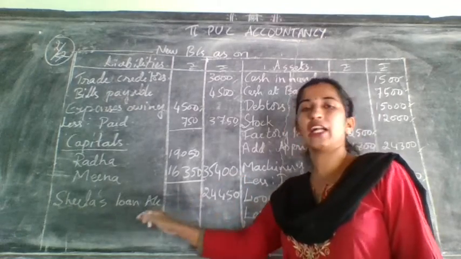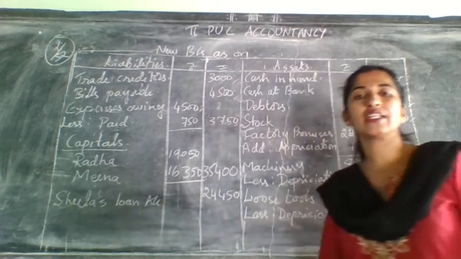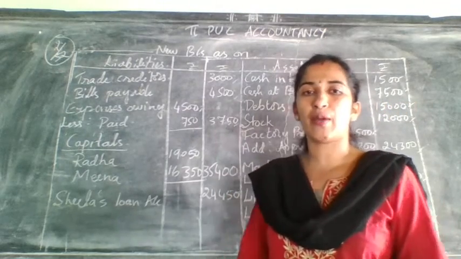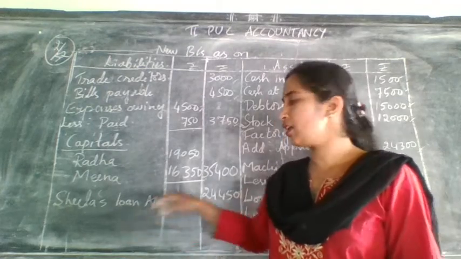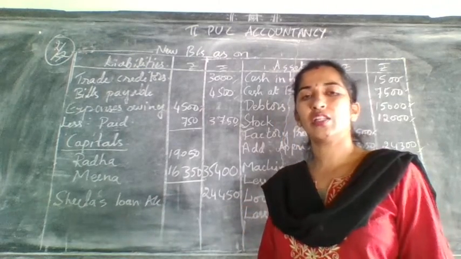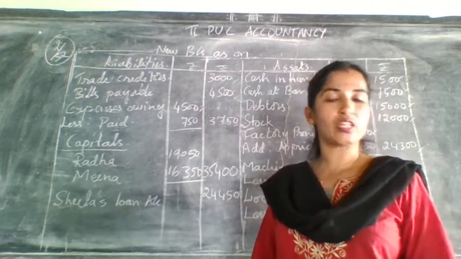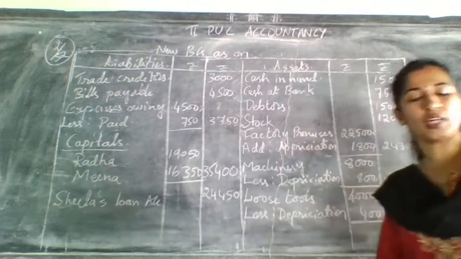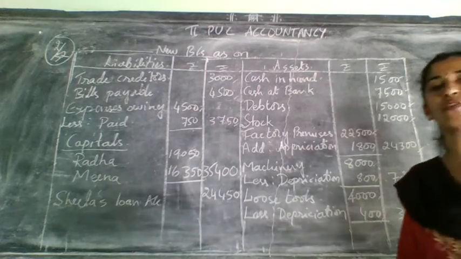And after writing that, one more you need to write, that is Sheila's loan account, that was before balance carried down in partners capital account, that you need to write here and write it in the outer column. So that is over related to which one? Balance sheet.